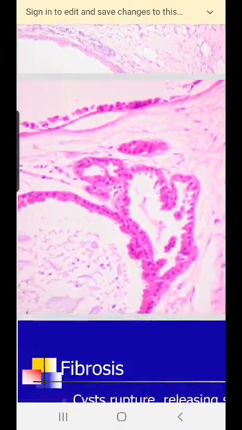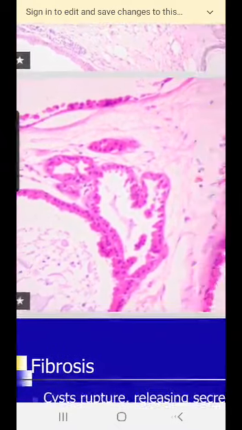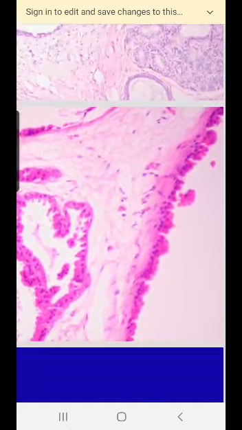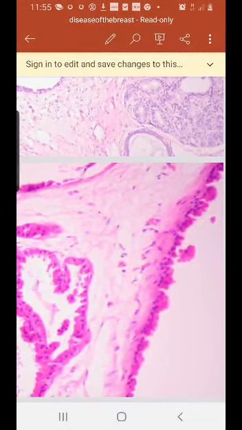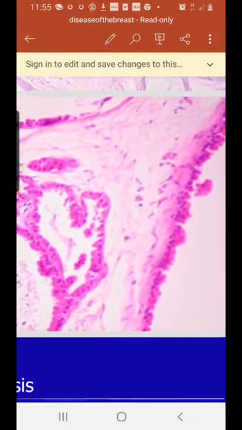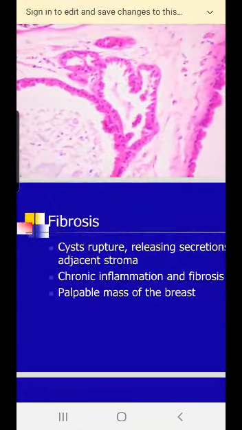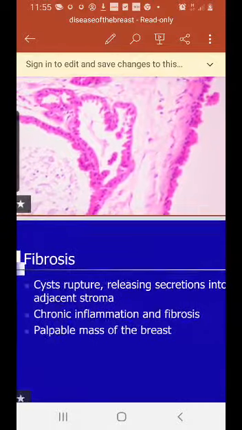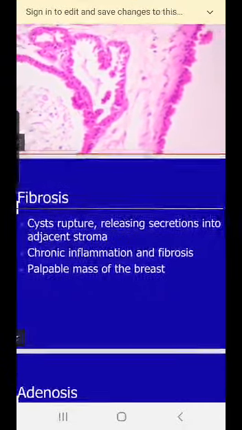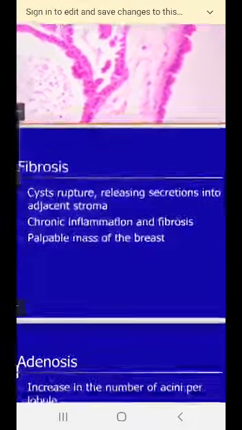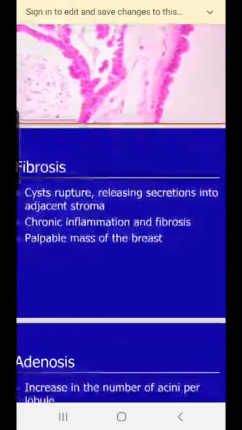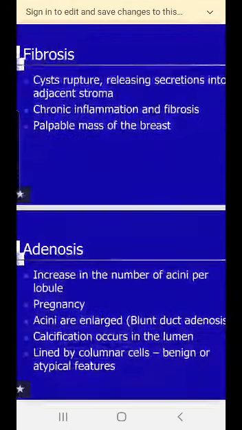And you can see in the lumen of these glands some fluid along with scanty inflammatory cells. This is a beautiful example, and the fibrosis is seen in between these cysts. All right, now what is fibrosis? Fibrosis is formed secondary to the cyst rupture, releasing secretions into the adjacent stroma because of the chronic inflammation and fibrosis, and there's a palpable mass of the breast.